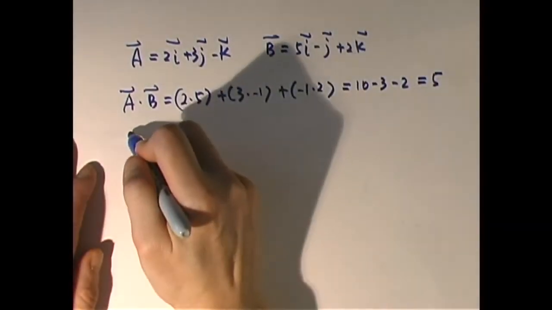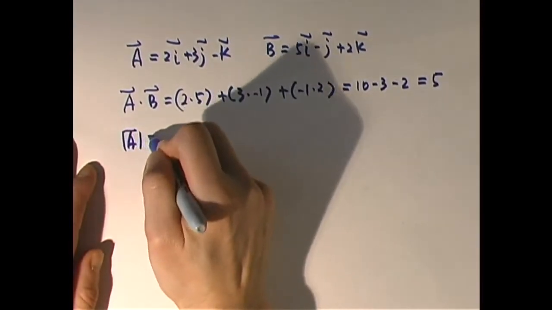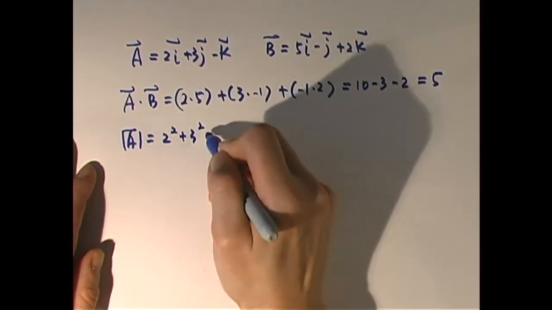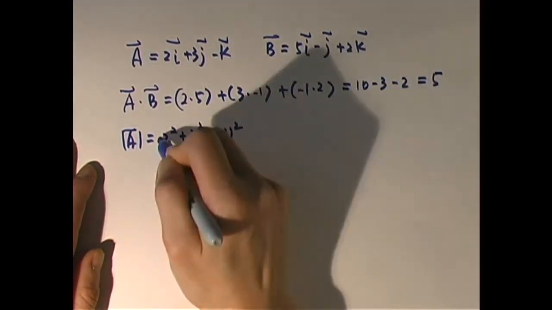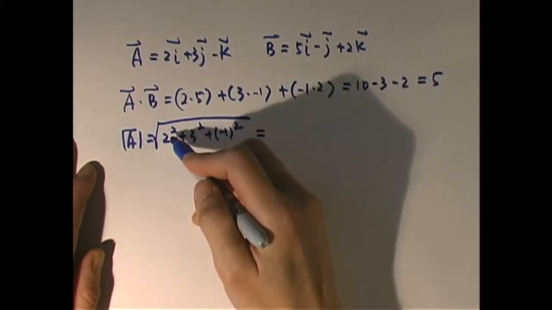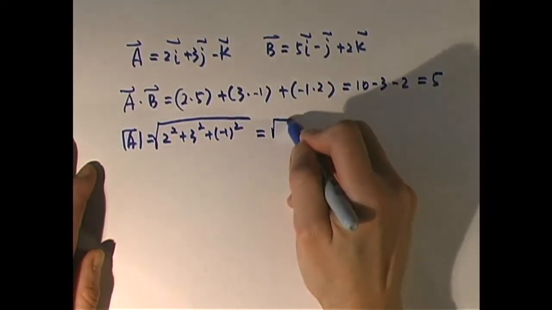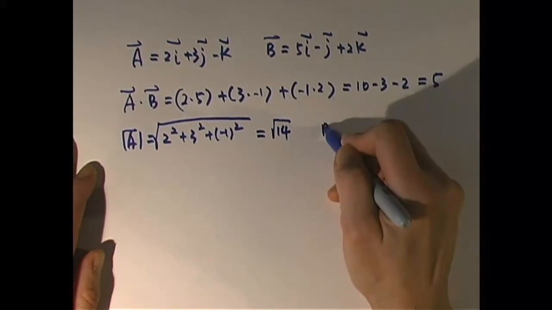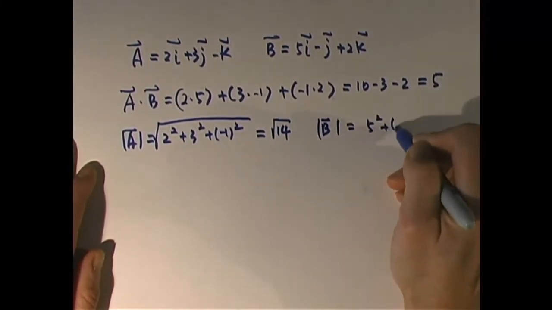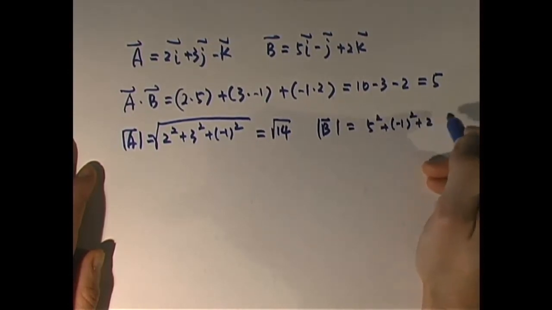On the other hand, A's magnitude equals 2 squared, 3 squared, negative 1 squared, square root. That will give us 4, 9, 13, 14, square root of 14. And B's magnitude equals 5 squared plus negative 1 squared plus 2 squared.